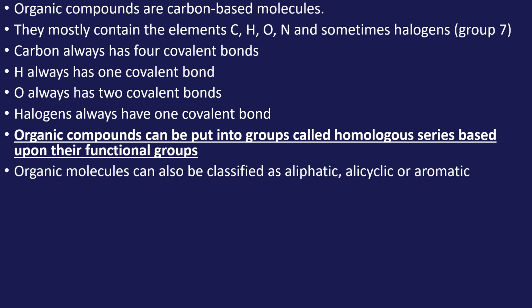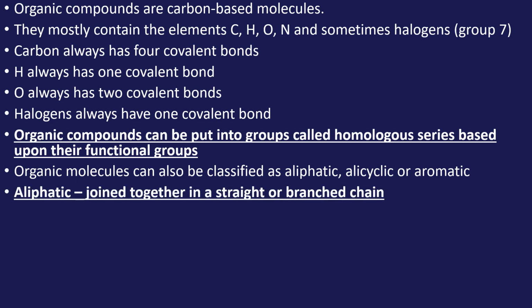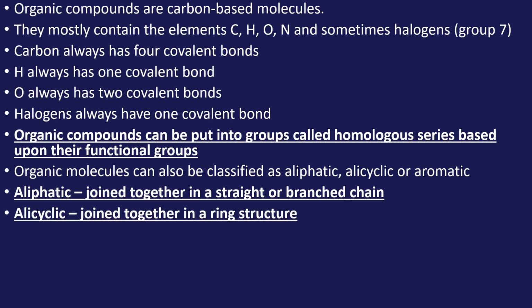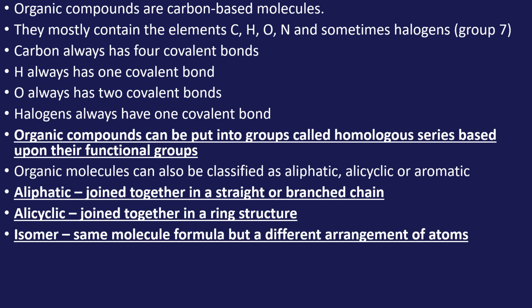We can also classify them as aliphatic, alicyclic, and aromatic. I'm going to define some of those terms here because they will be new. Aliphatic means that the molecule is joined together in a straight or a branched chain. So we're going to see straight chain aliphatic and we're going to look at some branched chain aliphatic today. Alicyclic means that it's in a ring structure. It's cyclic, and we'll see some examples of those today, hence I've underlined it.